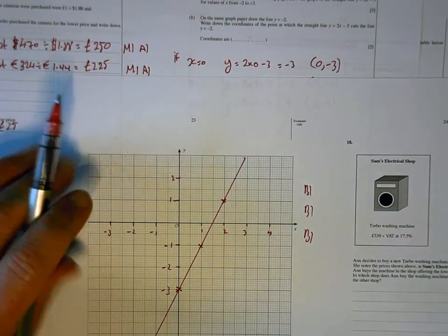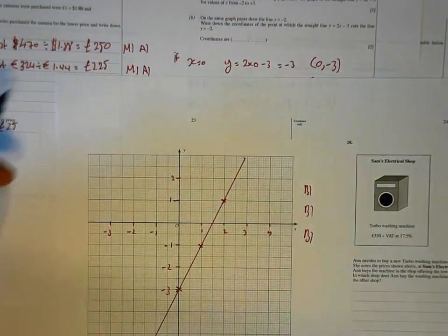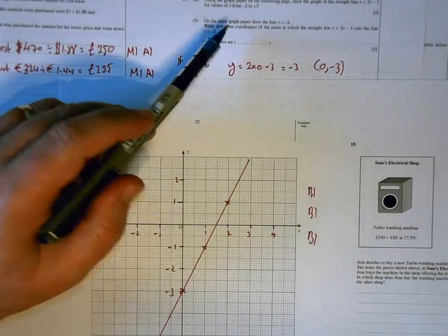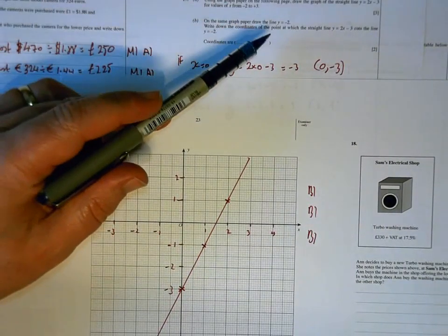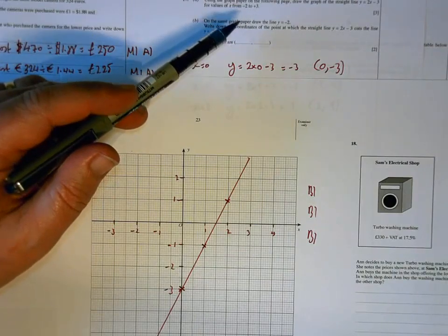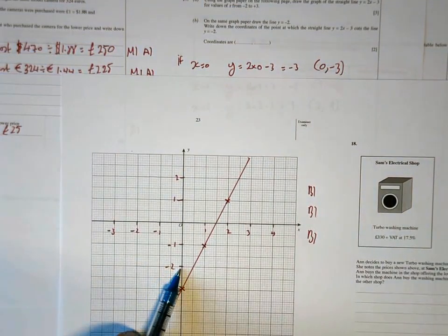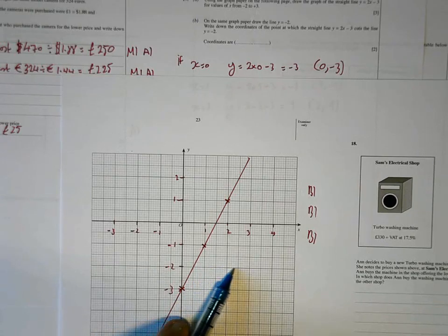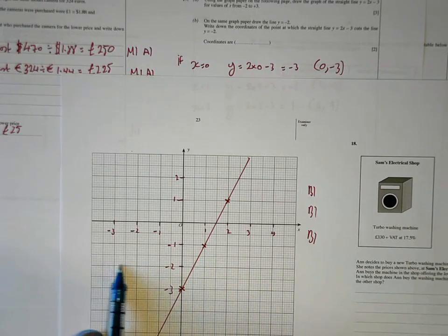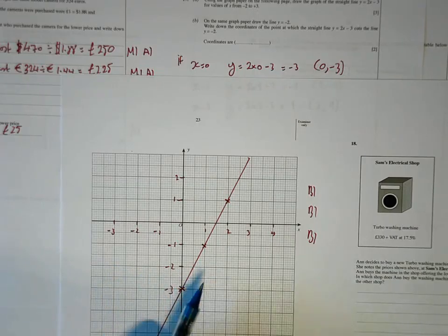Okay, so y equals negative 2 is basically saying the y coordinate is always negative 2. So here's the y coordinate. Anywhere along this line here, it doesn't matter what the x coordinate is, the y coordinate will always be negative 2.